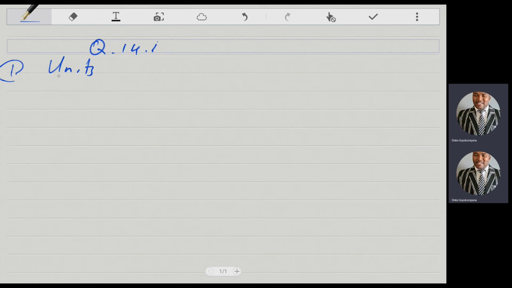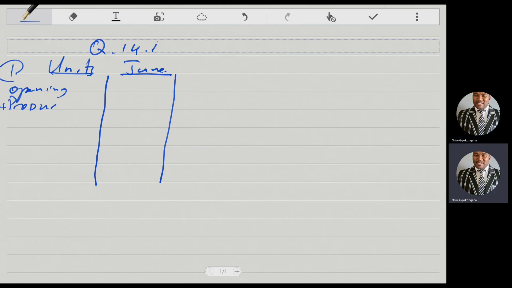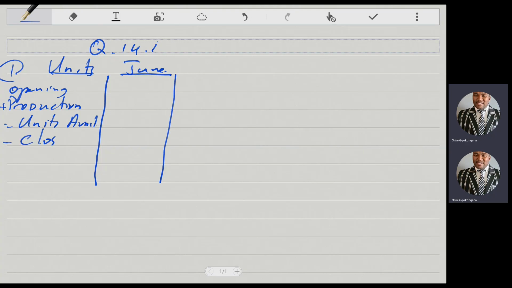When we look at these units, we've got only one period here, only June. Because sometimes they can give a set of 2 months or 2 weeks, then you have to work out the number of units for those 2 weeks. Look at the opening plus production is equal to units available, minus your closing, then you've got your sales.